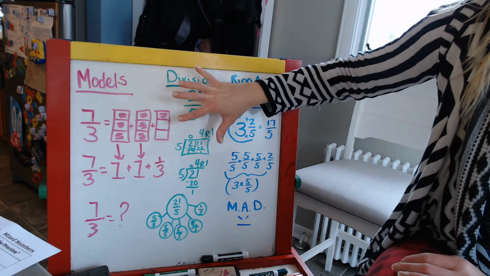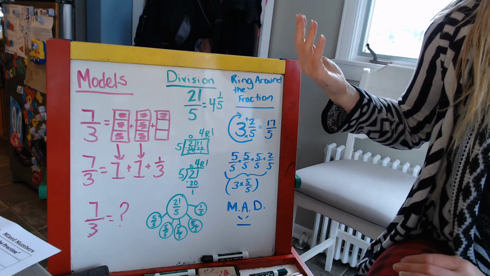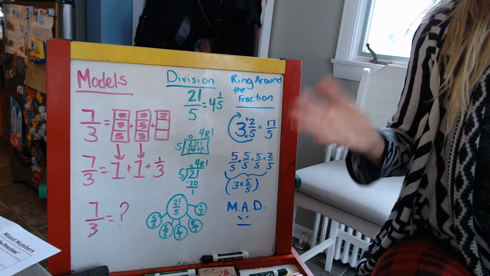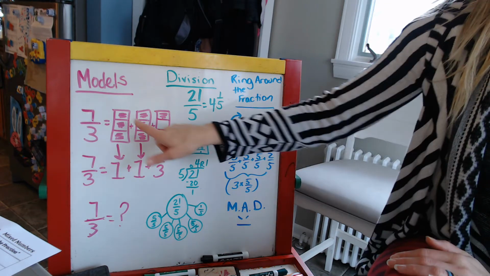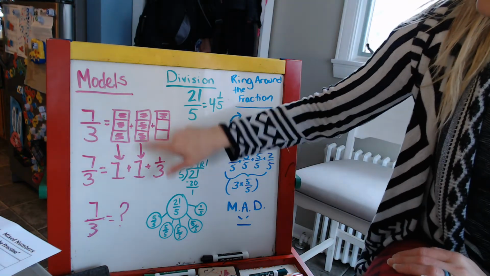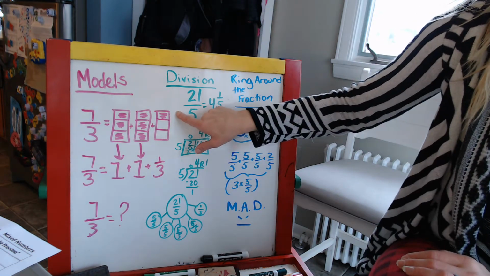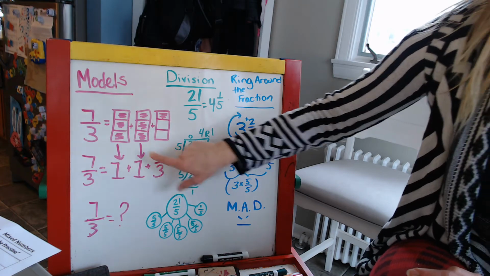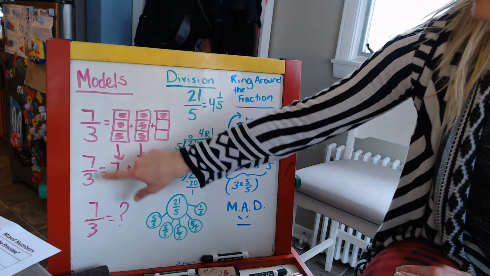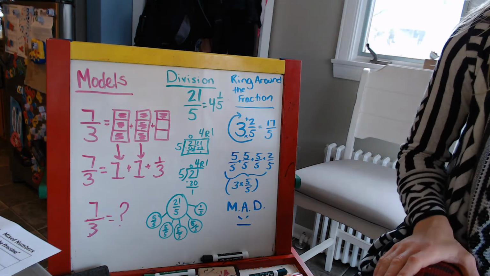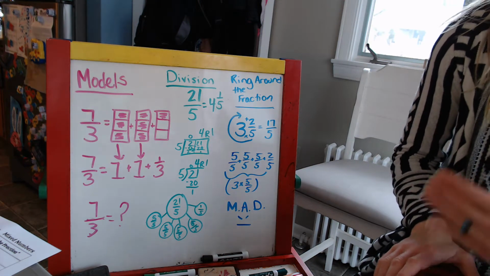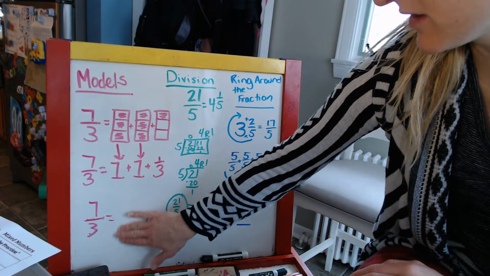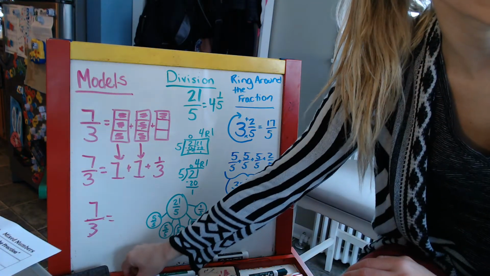There's my improper. Then all I have to do is take my models and say, how many of them are completely shaded? How many show one whole model shaded? I've got one whole model, another whole model, and over here there's only 1/3 left, so I can't turn that into a whole yet. If I want to rewrite this as a mixed number, remember a mixed number has a whole number part and a fraction part, what would that be? So 7/3 equals, take a minute and think about that to yourself for a second.